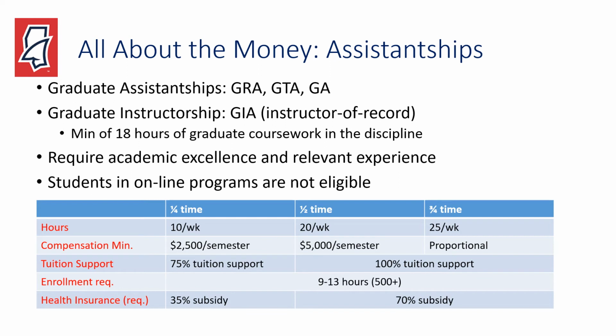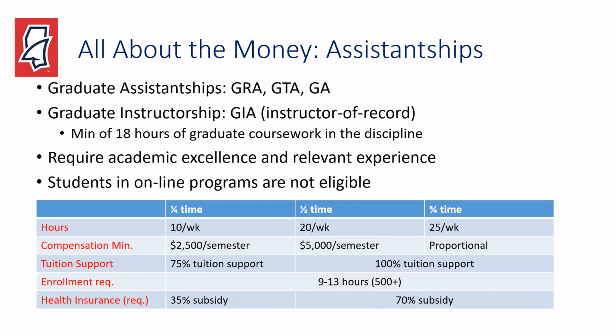The table on this slide describes the hours, compensation, tuition support, and other information for quarter-time, half-time, and 3/4-time graduate assistantships. It's important to note that the compensation listed here is the minimum required, and many departments may pay more. The tuition support is a partial tuition scholarship for quarter-time assistants, and for half-time and 3/4-time graduate assistants, there is a 100% tuition scholarship, sometimes referred to as a tuition waiver.